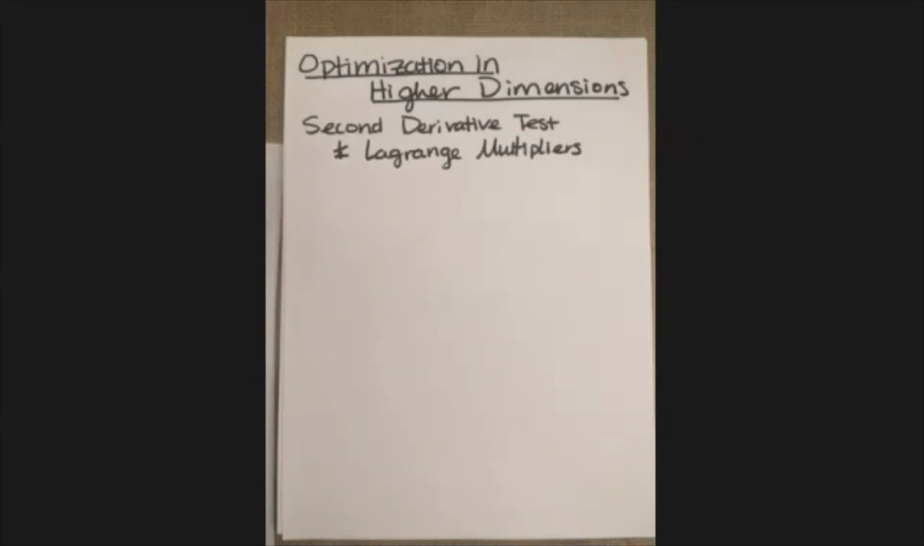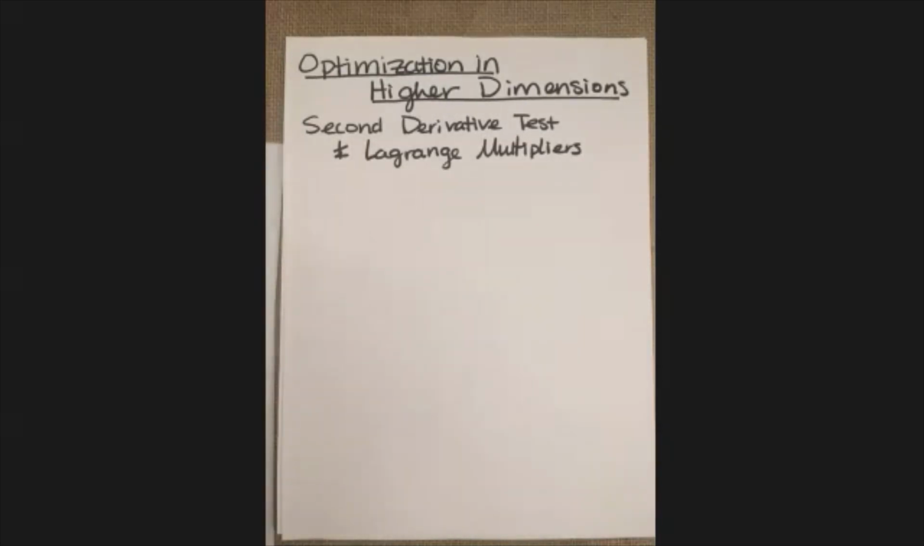In this video, we're going to talk about methods of optimization in higher dimensions. First of all, generalizing the second derivative test that we learned in Calc 1 to higher dimensions and learning a test for that. And then also we're going to talk about a new method called Lagrange multipliers that is probably unlike anything that you would have seen in Calc 1 or anything like that.